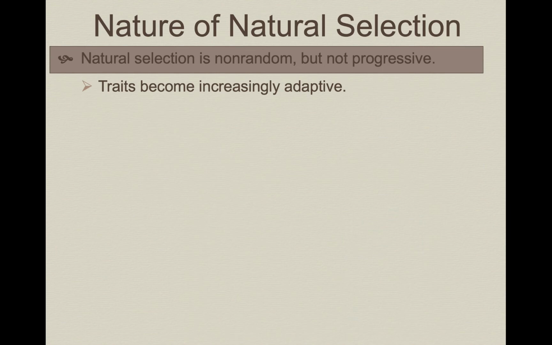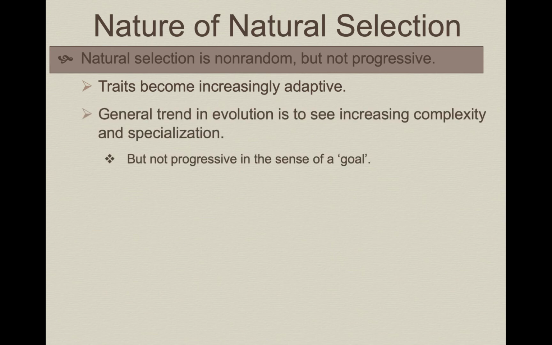So one of the things I've been trying to point out is the fact that if you know what the environmental filter is and that it's consistent, you can predict how the population will change generation after generation. So in this respect, natural selection is non-random. But don't think that natural selection is progressive. Traits do become increasingly adaptive, but there's not like some goal. It's not like evolution has one set goal.